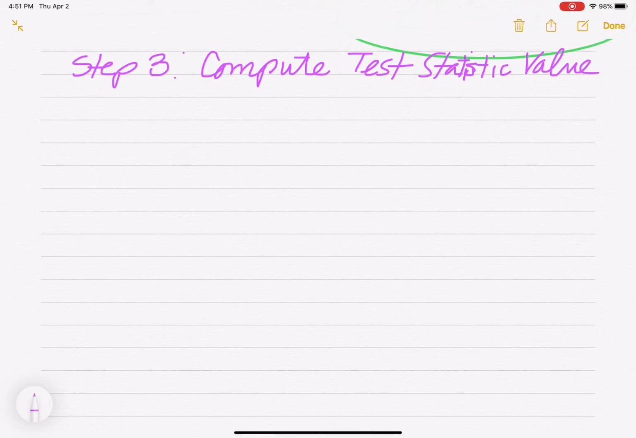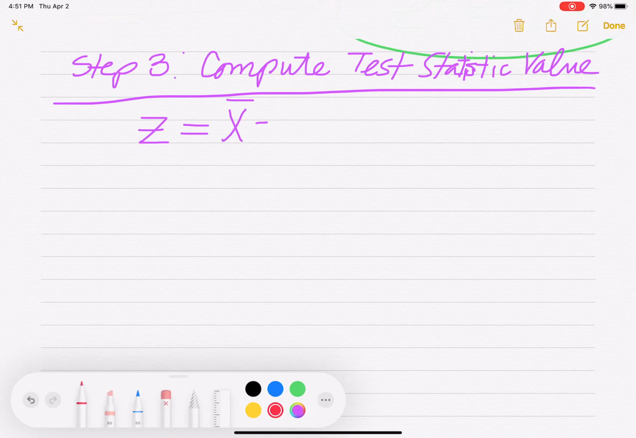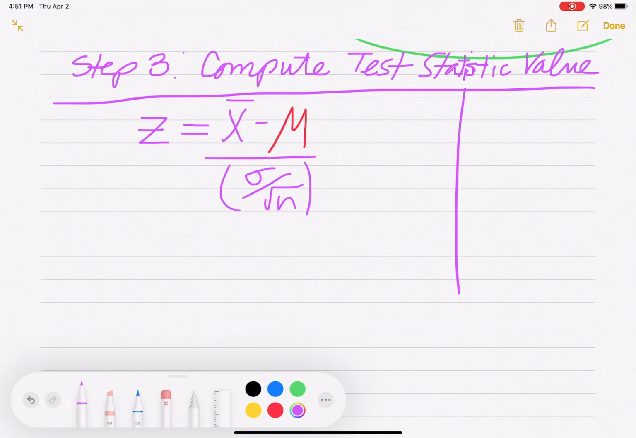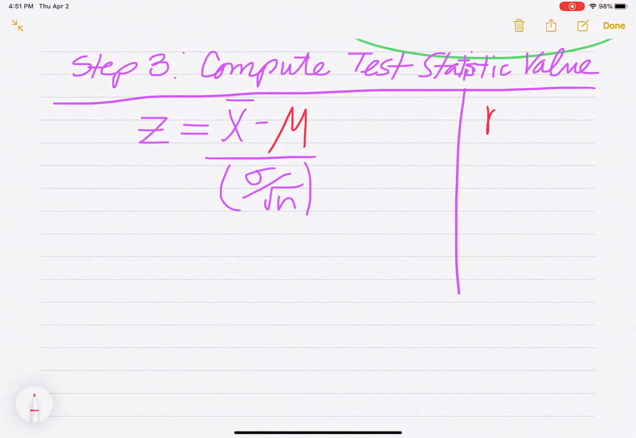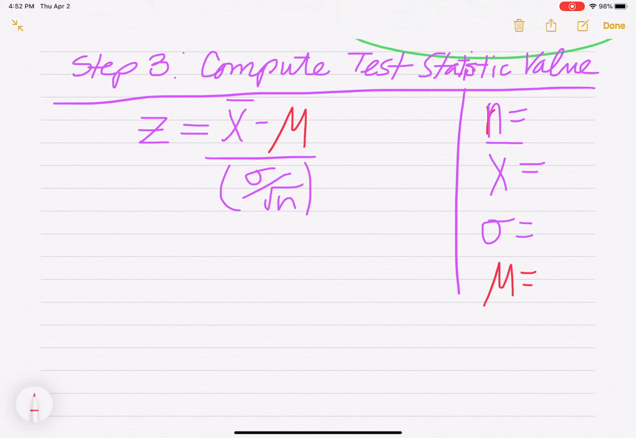So we're dealing with z's, right? Our formula is x bar minus mu divided by sigma over the square root of n. So what was my sample size? How big of a sample did we take? What was the sample average? What was the population standard deviation? What are we going to assume that the population mean is for the sake of argument? Those things we have to find.